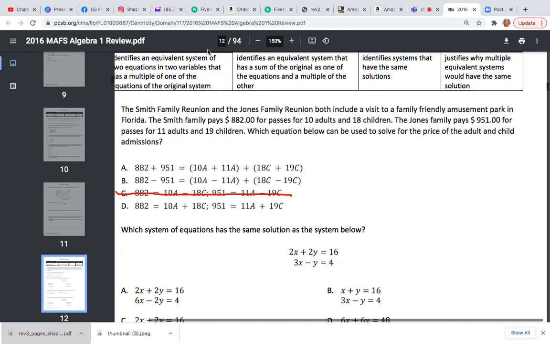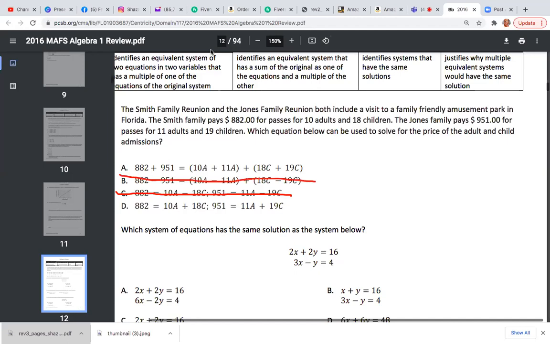And by the way, guys, let's look at letter B here. Okay, let me see what you guys dropping in the chat here. I think the answer is D. All right, okay. Now, guys, let's analyze B. 882 minus 951, what is that going to give us? 10A minus 11A, what is that going to give us? The difference between the total number of children from the first family to the second family, which is negative 1A. That doesn't even make any sense, okay? So we can definitely get rid of B, guys. Just get rid of B. That's not going to work.